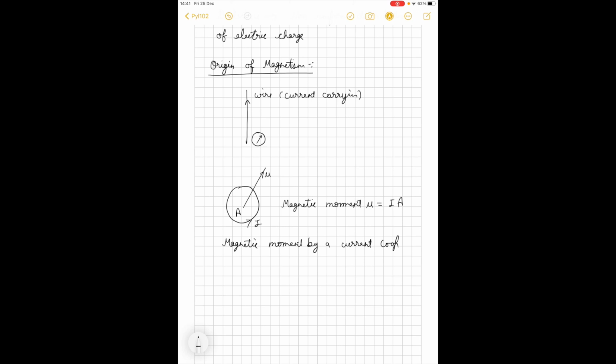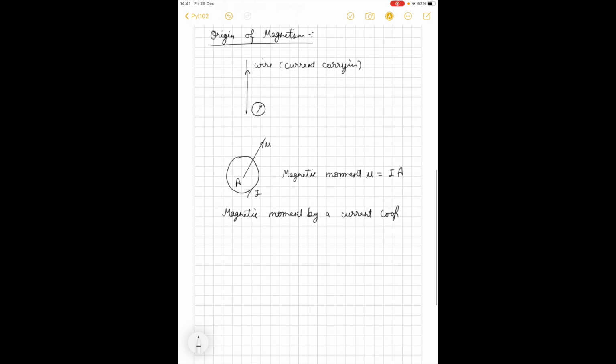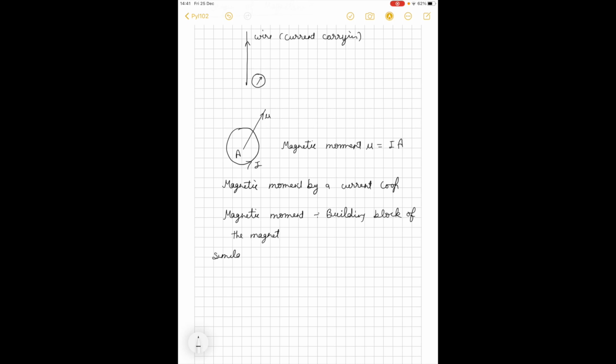which is the product of the current and the area enclosed by the loop. So the magnetic moment is the building block of a magnet. Conceptually, it's similar to the dipole moment, which was the building block for a dielectric material. Okay, so this magnetic moment is the building block of the magnet, similar to dipole moment. Remember, dipole moment was charge times distance, q times x, that we defined. So the dipole moment of dielectric materials.